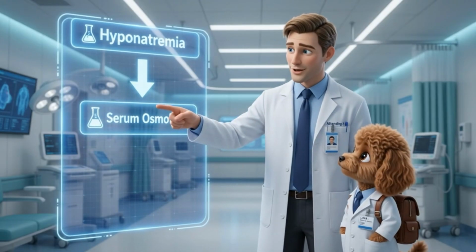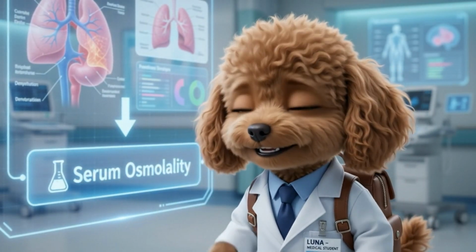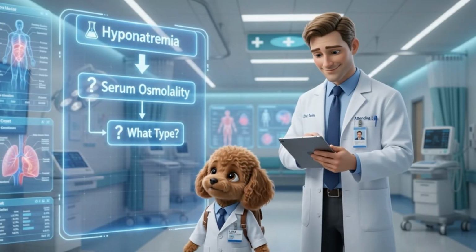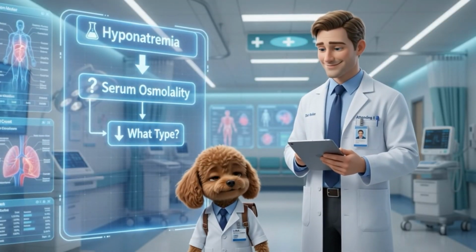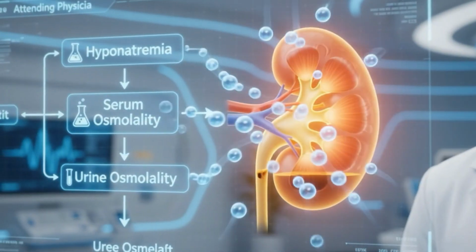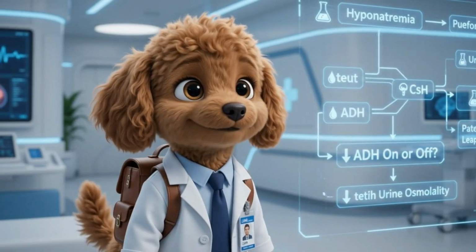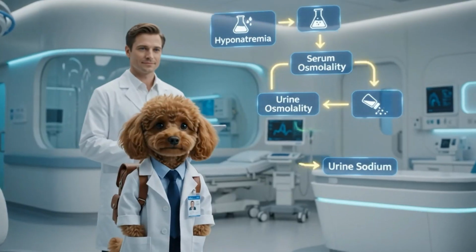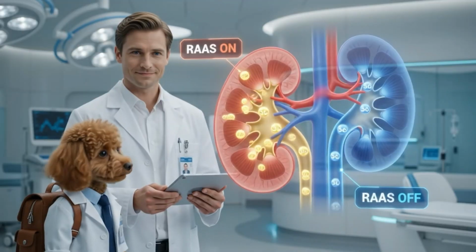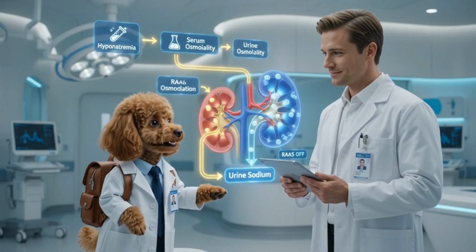After confirming hyponatremia, what's the first test? Serum osmolality. It tells us the type of hyponatremia. What's our next question? Is ADH active? Urine osmolality gives us the answer. And our final question? Is RAS on or off? Urine sodium reveals the mechanism.